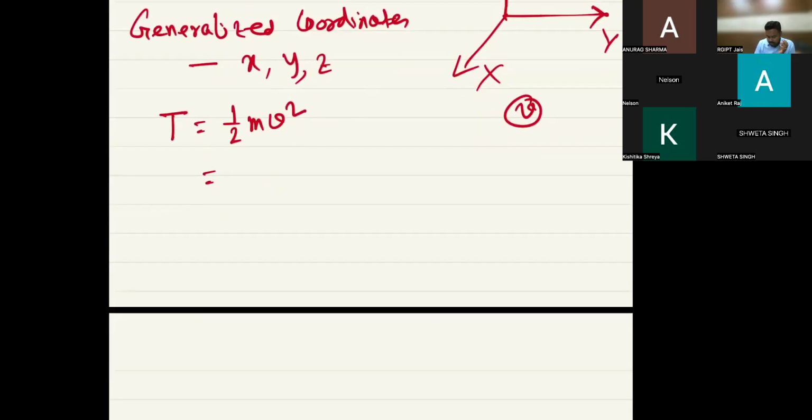And you can decompose v into x dot, y dot and z dot. You can say T is half m times x dot square plus y dot square plus z dot square. You can decompose the velocity in x, y, and z components.